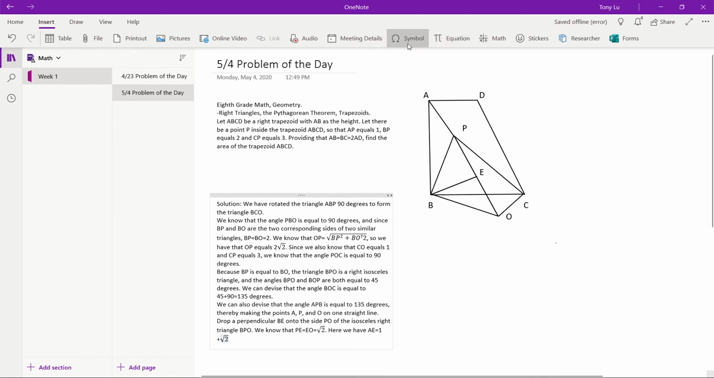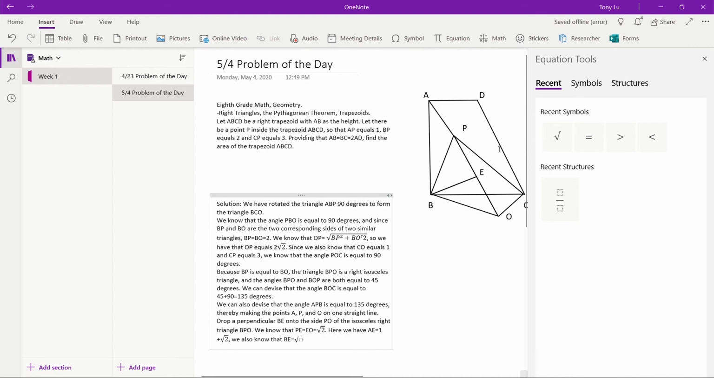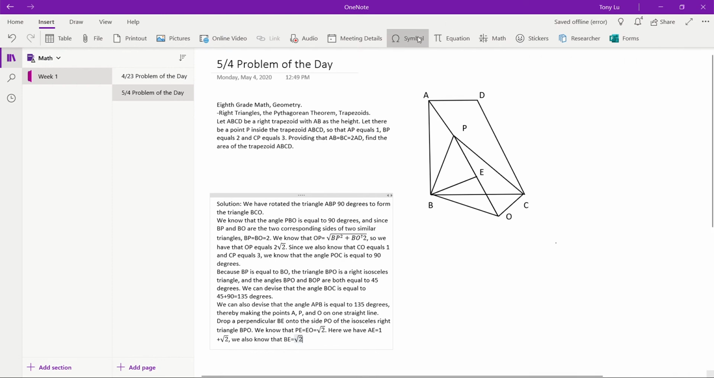Since AP equals 1, as we're given, we can also apply the Pythagorean theorem here. We know that BE is equal to the square root of BP squared, which is 4, minus 2, which is also the square root of 2. So now we can use these two lengths to figure out the length of AB.